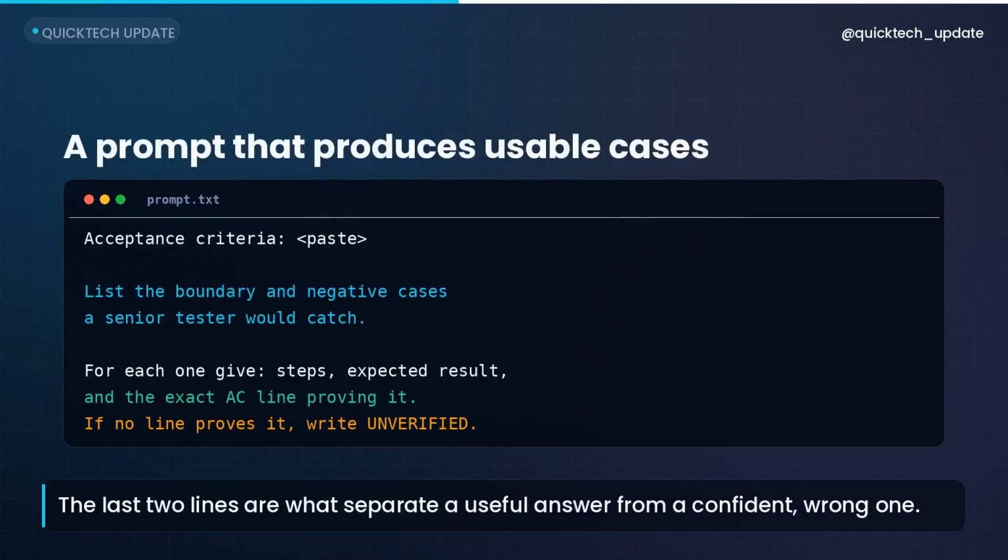And then the 2 lines that matter. For each case, give the steps, the expected result, and the exact line of the criteria that proves it. And if no line proves it, write unverified. That single instruction removes most hallucinated expectations.